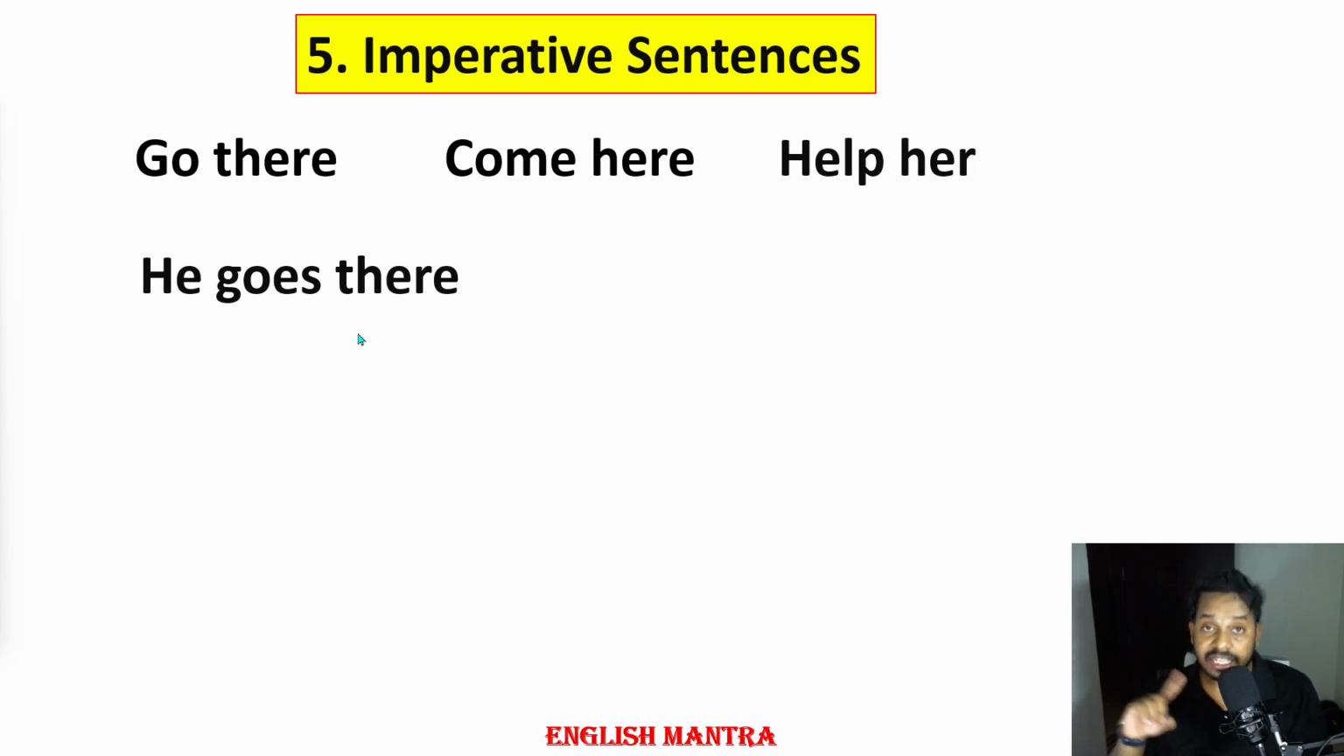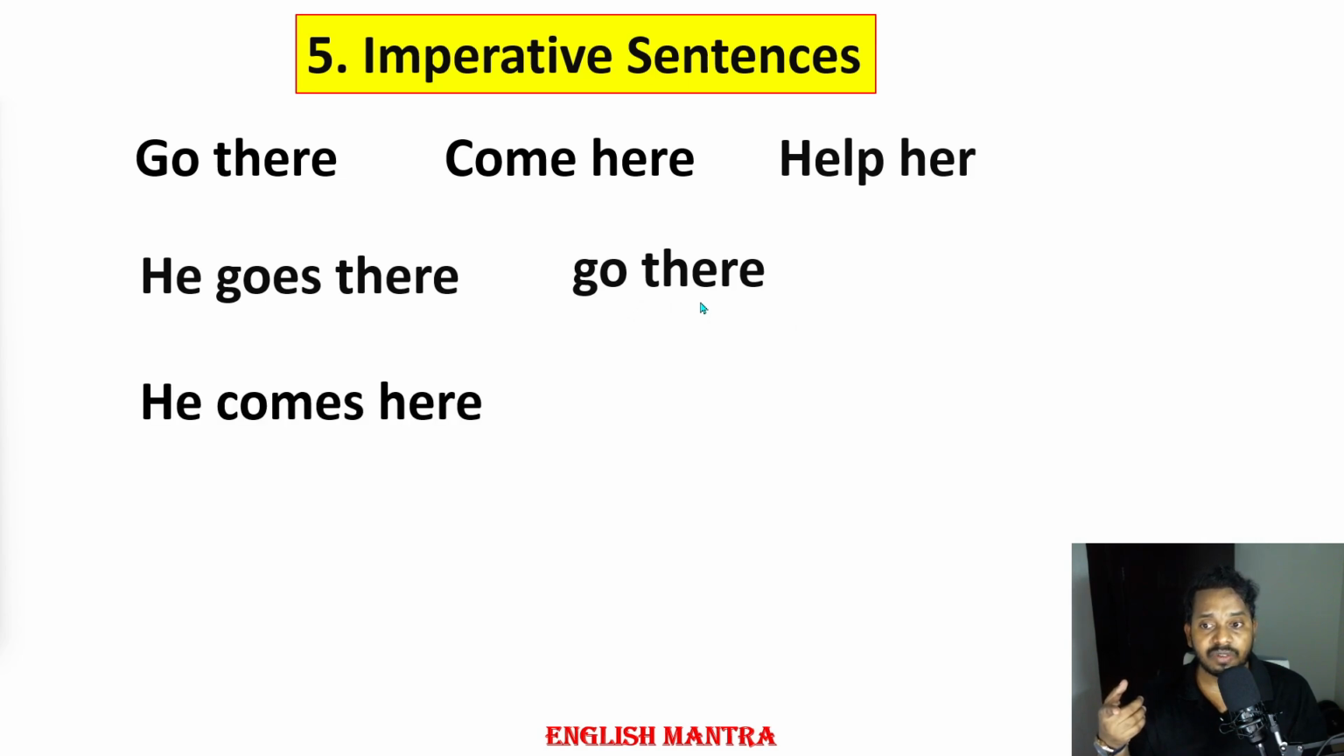He goes there. Atanu akkadiki veltadu. But if I remove this subject and place the verb in its base form, then it becomes go there. Akkadiki vellu. I'm sorry. So this is an assertive sentence. It gives information. Go there. This is an imperative sentence. It instructs someone. Okay. What about this?